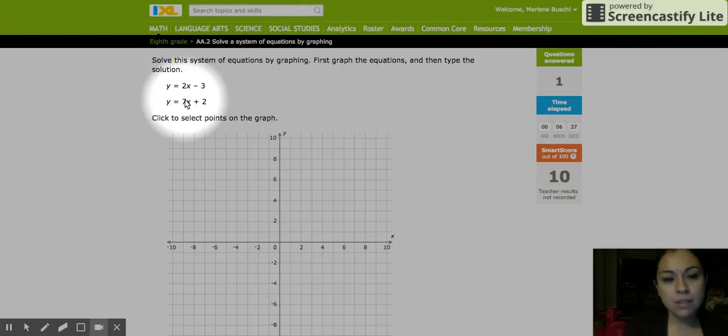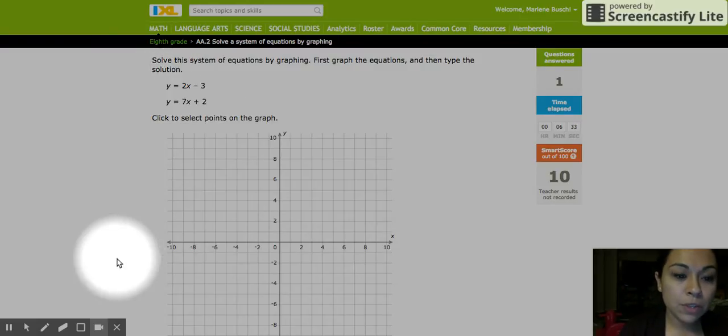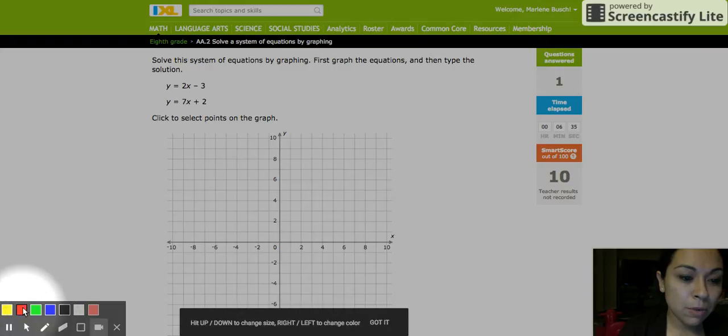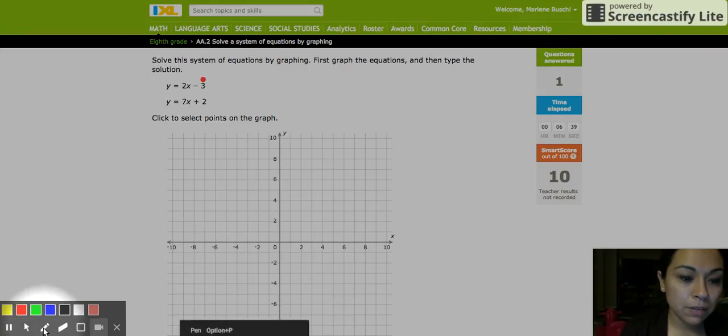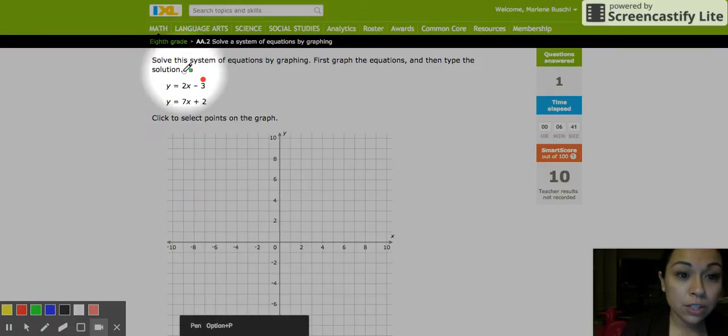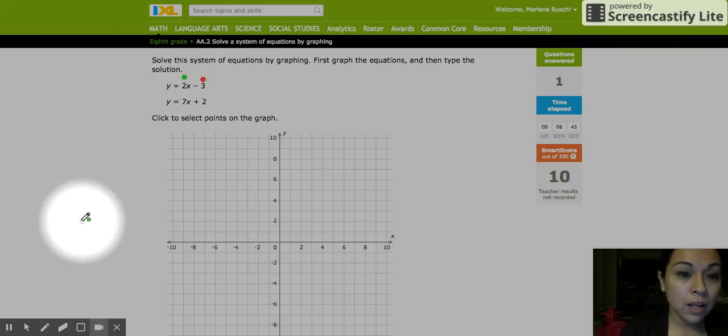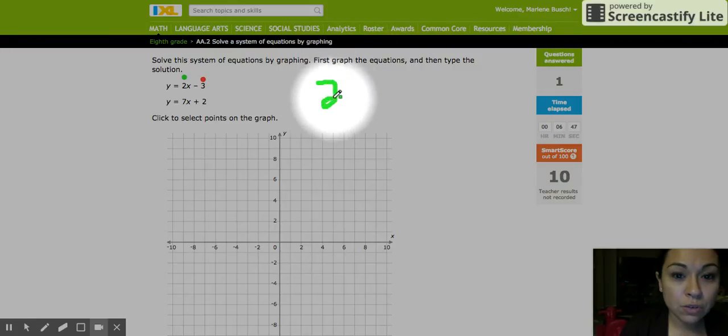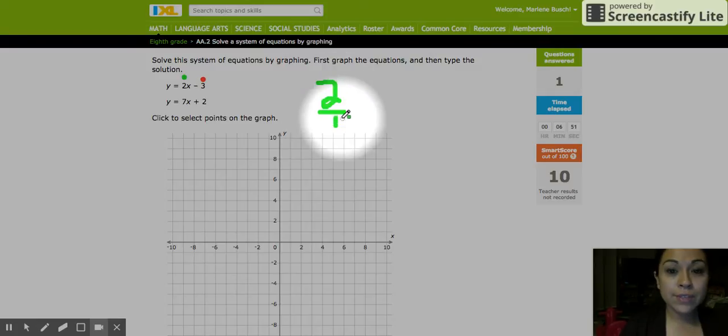So first equation, y equals 2x minus 3. We're going to start with the y-intercept. Remember, the y-intercept is that negative number, negative 3. And then you're going to use your slope, which is 2, to do your rise over run. But it's not just 2, isn't it 2 over 1? So you're going to rise 2, run 1.